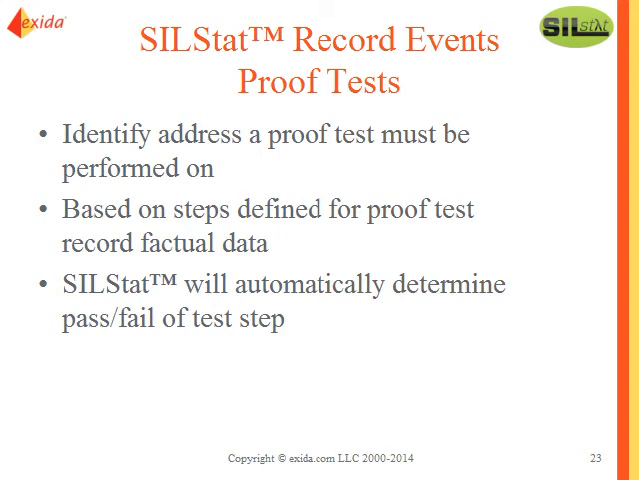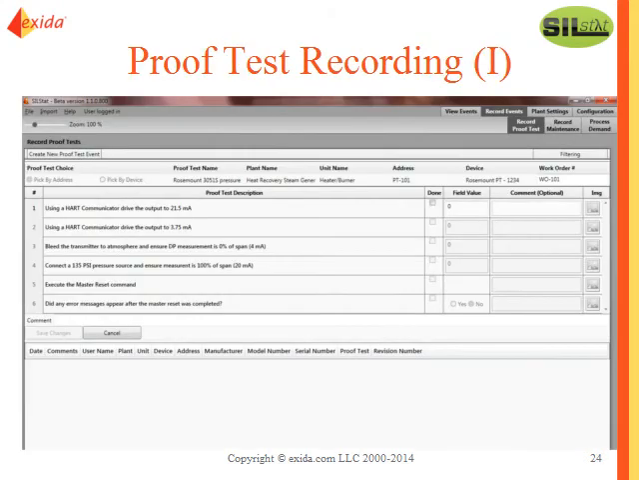We can record proof tests, and we can simply identify an address and then follow the steps. And then, as I mentioned, SILStat would automatically determine if you pass or fail. So what we see here is the proof test recording. We've selected a specific test, and this is for a transmitter. So using a HART communicator, drive the output to 21.5 milliamps, drive the output to 3.75 milliamps, and you expect a certain value. You record that, and you can put any comments.